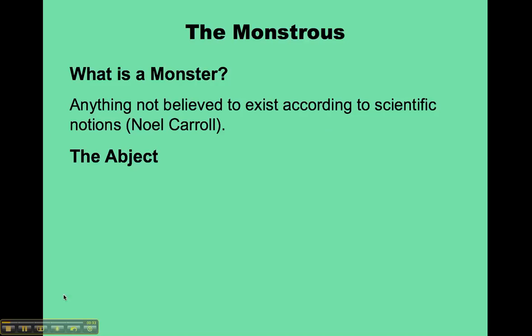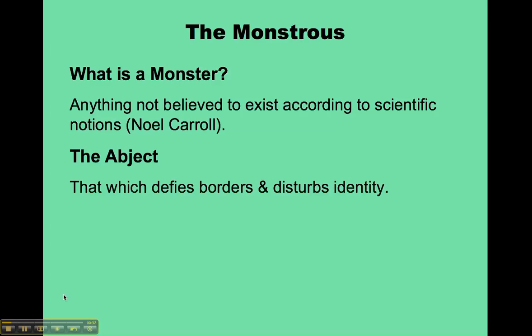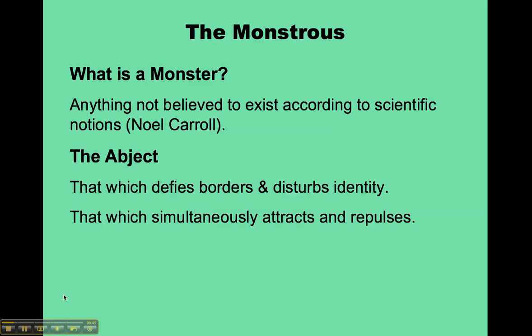Now, an important term that we're going to come in contact with is the abject. And this is a very important aspect of the horror film. It's that which defies borders and disturbs identity, that which simultaneously attracts and repulses. Now, if you think about the entire appeal of horror film, it's about being attracted and repulsed, being frightened, and yet you're still drawn to this sort of thing.